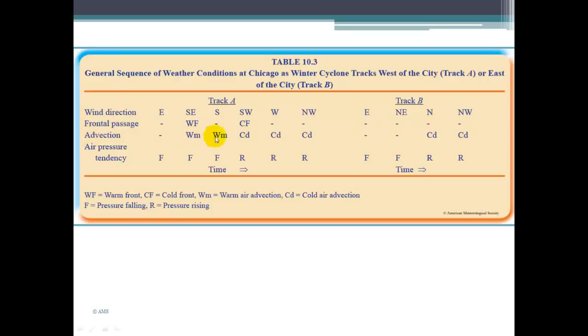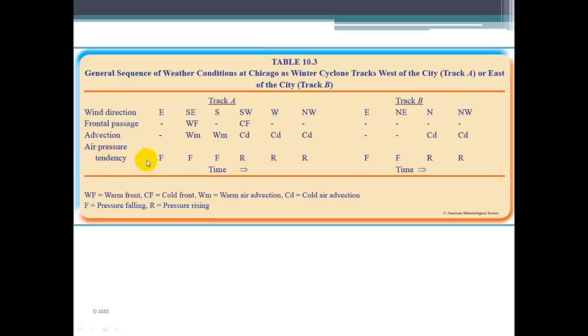So with track A, you're going to see a lot of weather happen. You're going to get warm air advection and then suddenly cold air advection. So these are nasty storms. I grew up in the Midwest and we have these all the time. It's really nice, beautiful weather for a day or two, and then bam, there's that cold front and everything kind of gets cold and nasty.